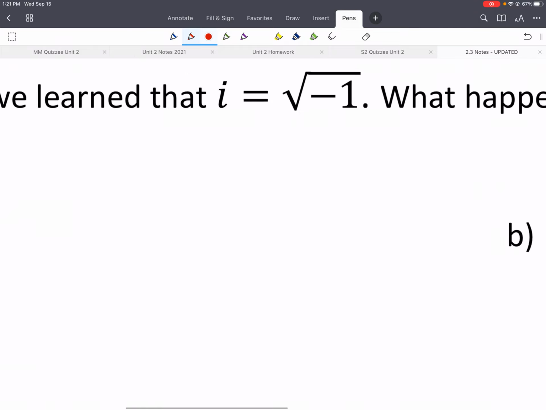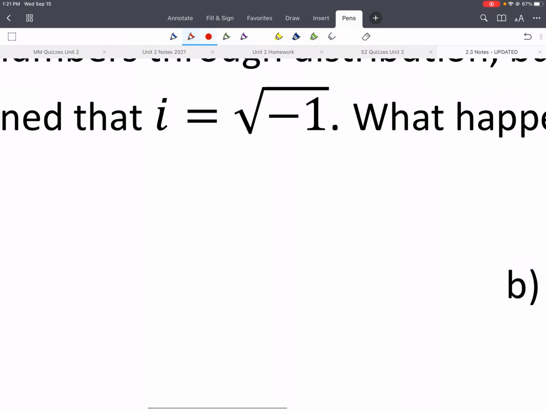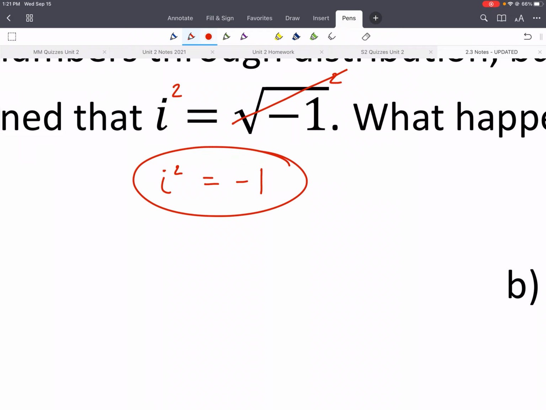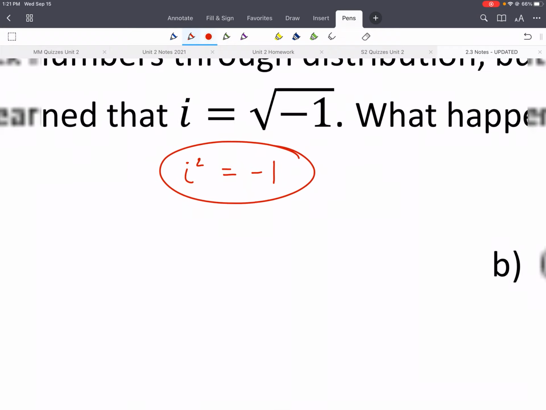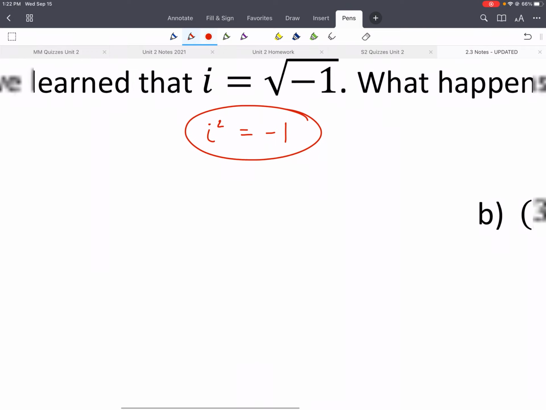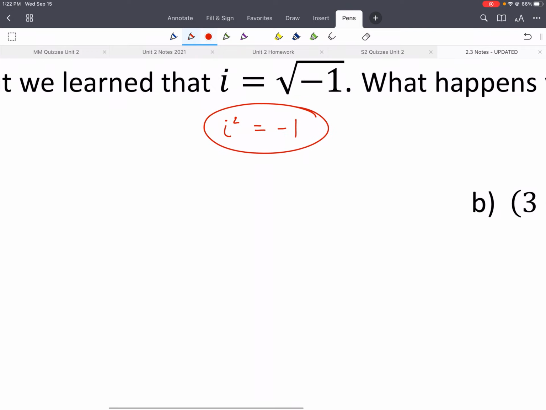So, let's see. If i is equal to the square root of negative 1, what does i squared have to be? So if we squared both sides, what happens if we square a square root? Well, those just cancel, and we just end up getting a negative 1. So both of these are something that you're going to probably want to have memorized on your test. Okay, i is the square root of a negative 1, and i squared is negative 1.